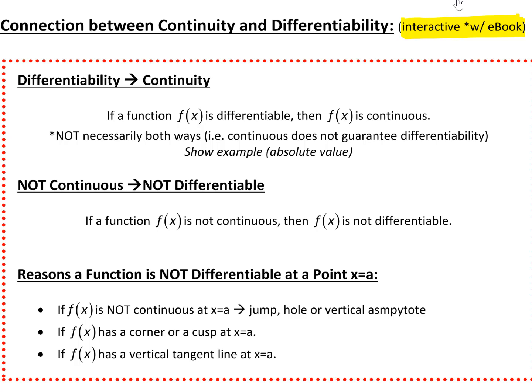We have a theorem that says if a function is differentiable, it is continuous. Okay? So differentiability implies continuity. So if a function is differentiable at a point on an interval across its domain, whatever that might be, then it is continuous. Now, this is the big caveat, and I outlined it down below. This is not both ways, okay? Just because a function is continuous, we don't necessarily know that it is differentiable at a point, on an interval, whatever it might be. So being continuous does not guarantee differentiability. And so I wrote here, show an example, absolute value.